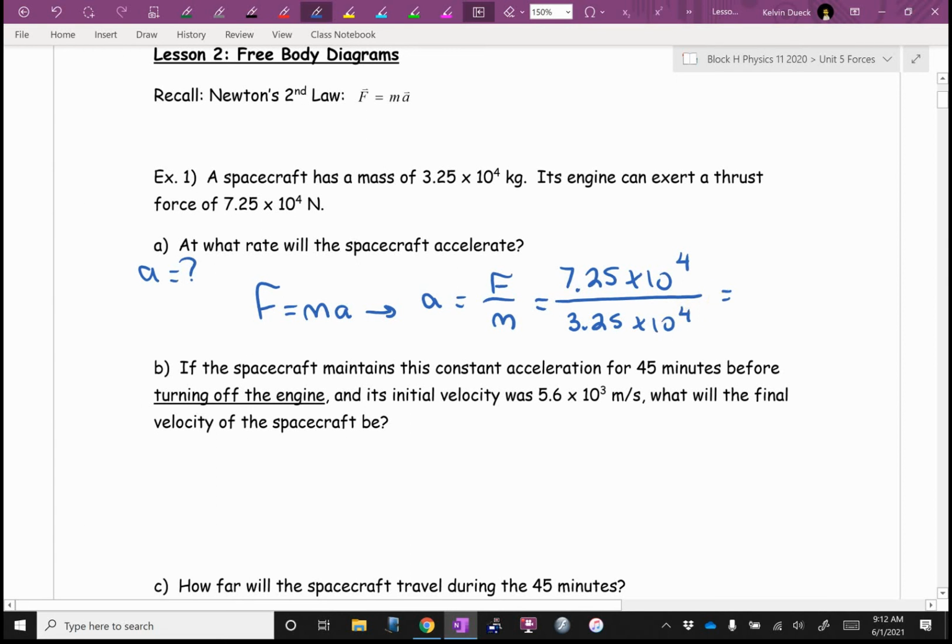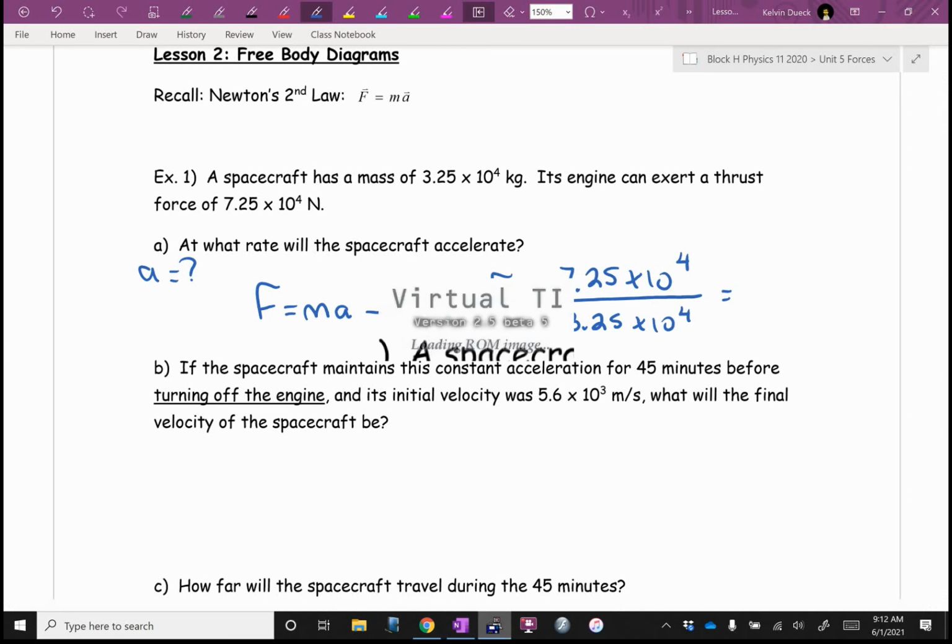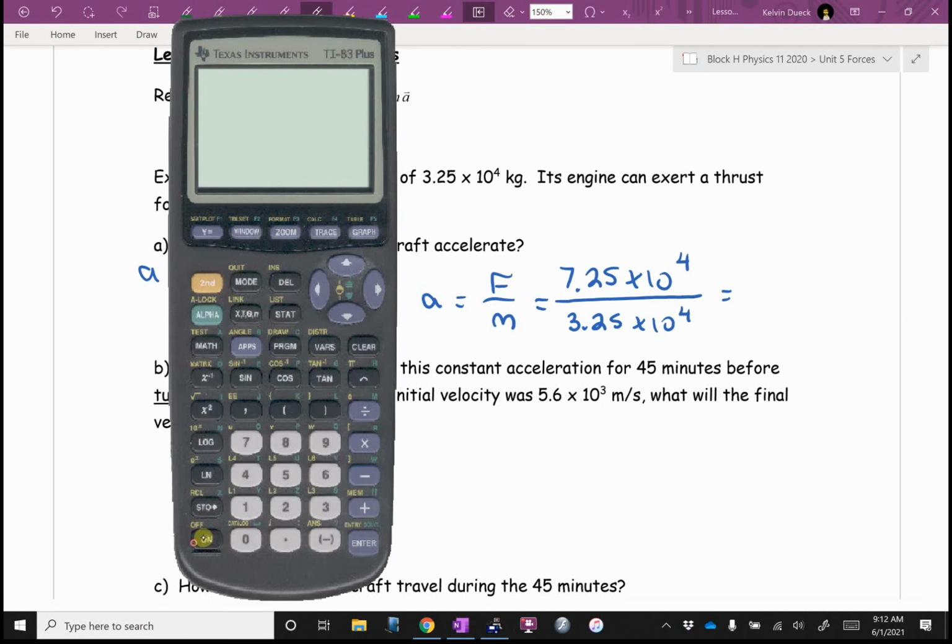Right around now, I'd be getting my calculator out, and I'd start to crunch the numbers. If you use your scientific notation button, you won't need brackets on the top or the bottom. If you don't use your scientific notation button, then you will have more than one thing on the top, brackets, and more than one thing on the bottom. I'm going to use my scientific notation button.